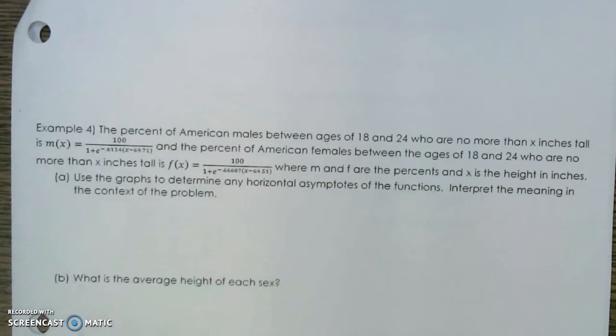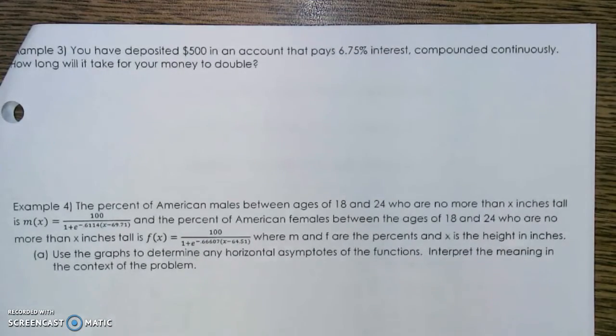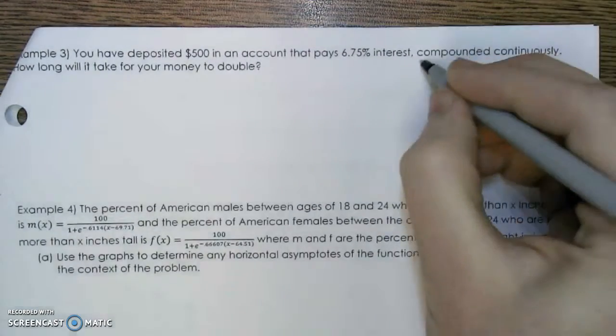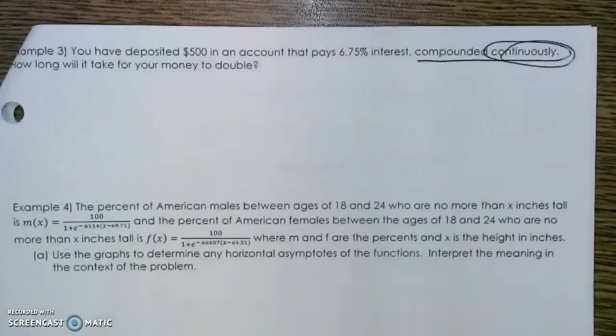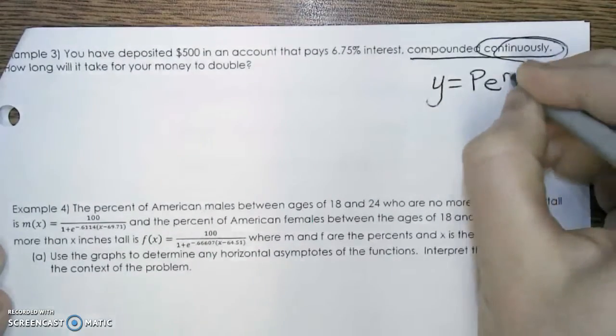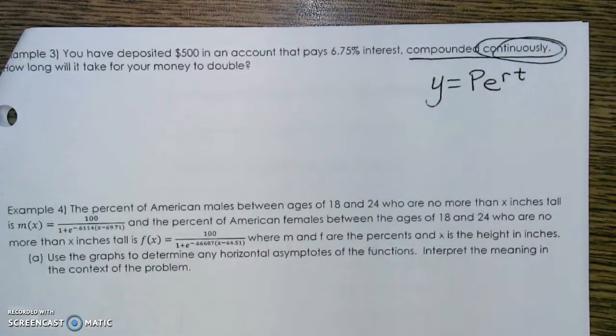Whenever we have compounded interest, you should have looked at this in Algebra 2. Anytime it's compounded continuously, we use the equation that I call PERT. Y equals P times e to the rt. Different books use different letters. I like PERT because I can remember it.